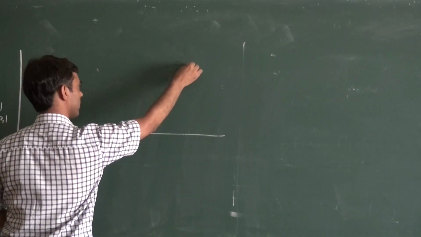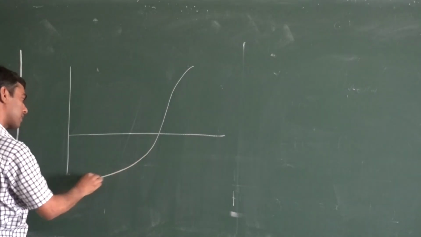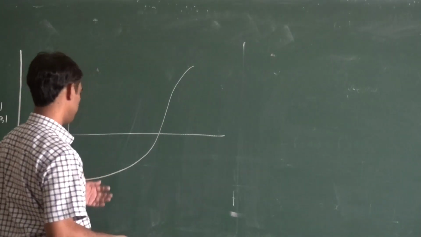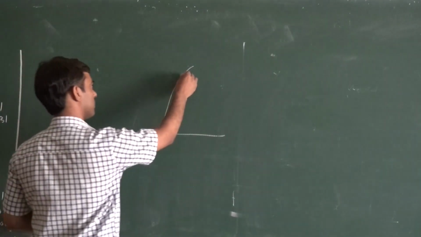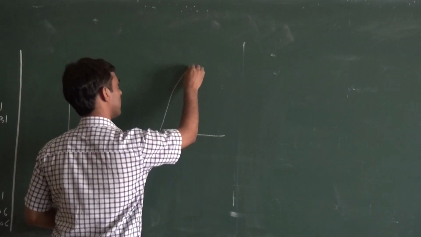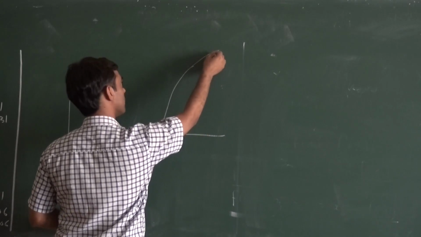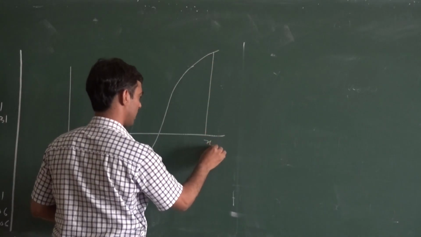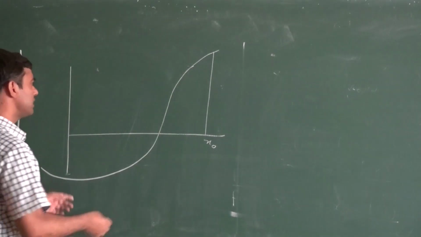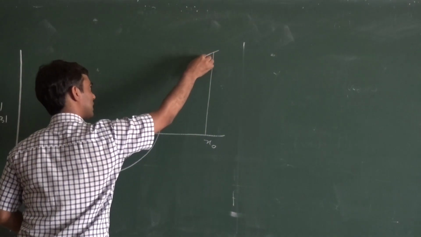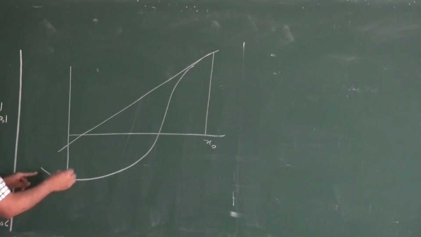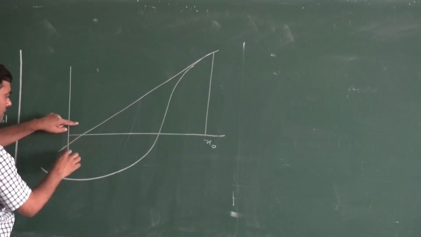Suppose first we choose the value x0 here. Initially we choose this value, x0. And if we draw the tangent at this point, then this will intersect the x-axis at this point.